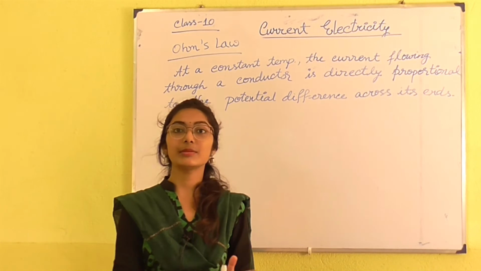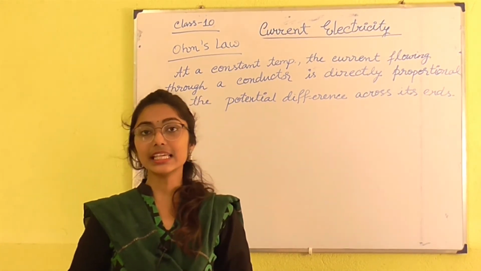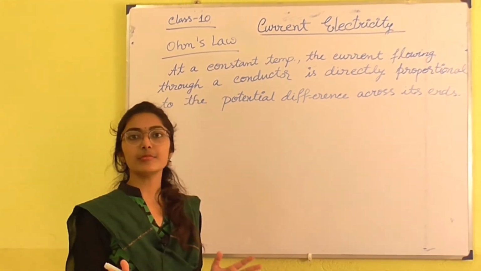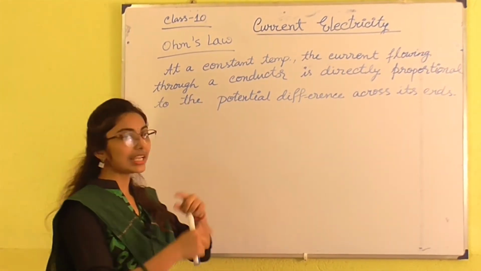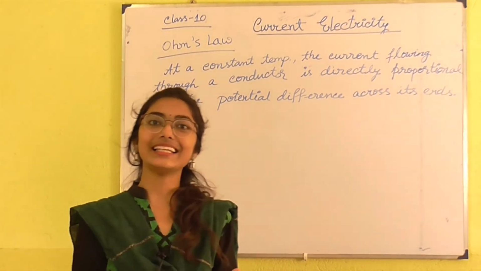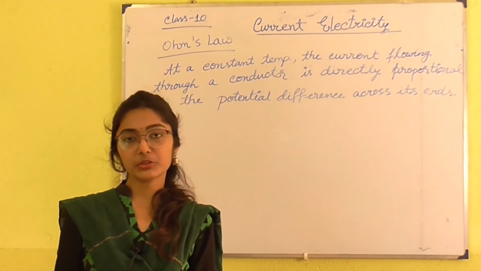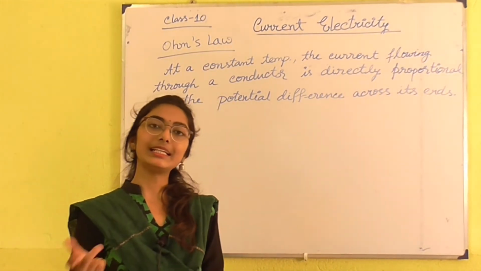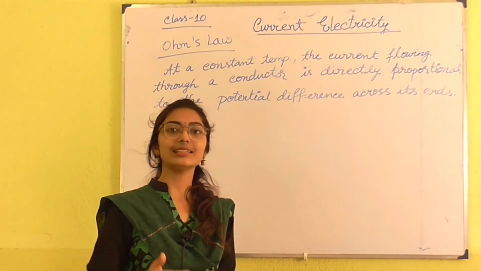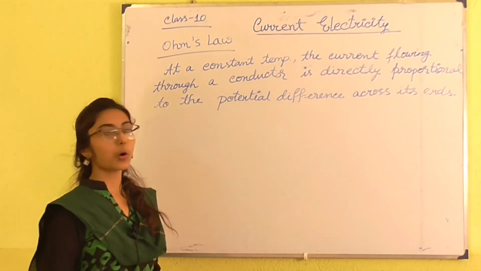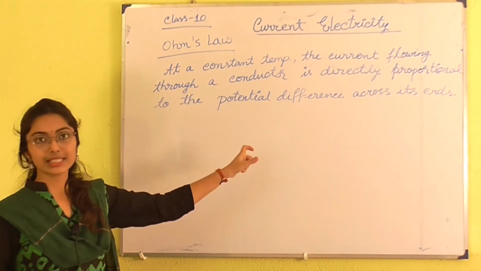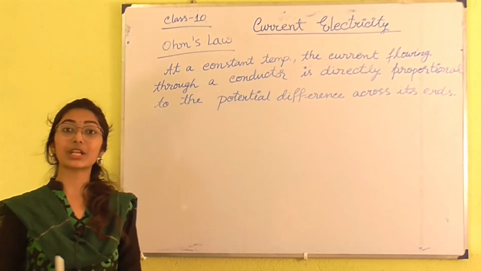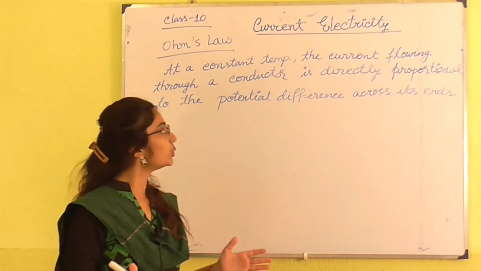Now we will learn about Ohm's law. This is one of the most important parts of current electricity. So Ohm's law is basically the relationship between electric current and electric potential. In 1826, George Ohm proposed this law to establish a relation between the current and the electric potential. According to Ohm's law, at a constant temperature, the current flowing through a conductor is directly proportional to the potential difference between the two ends.